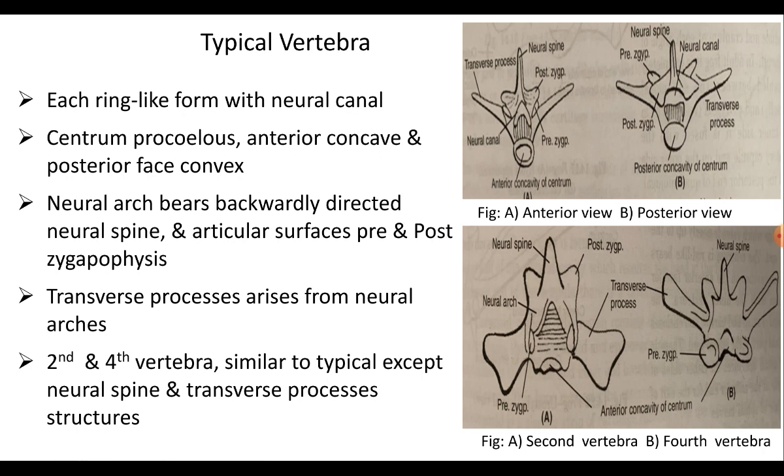Have a look at the second vertebra. When you observe the second vertebra, it is similar in structure to the typical vertebra, but the neural spine is short and the transverse processes are short, broad and flat. Whereas the fourth vertebra is also similar in structure to the typical vertebra, but the transverse processes are broad distally.